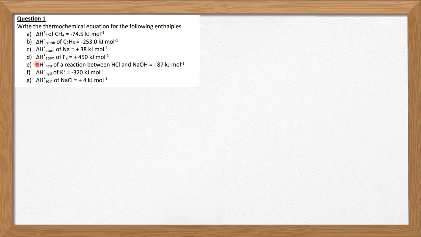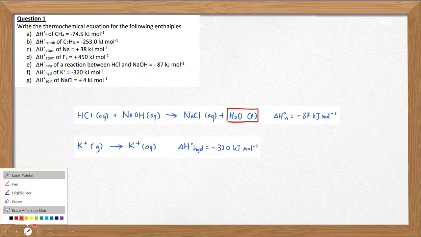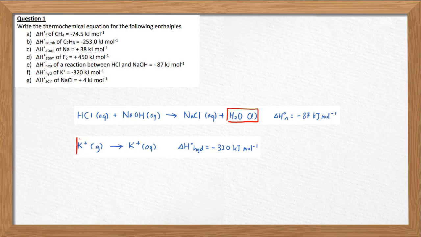Alright, so we need to focus on the product when 1 mole of the gaseous atom is formed. Enthalpy of neutralization of the reaction between HCl and NaOH. For enthalpy of neutralization, make sure that you only have 1 mole of H2O formed. You need to keep this one as 1 mole. And for F, enthalpy of hydration for K plus, negative 320 kilojoule per mole. Alright, so 1 mole of the gaseous ion is hydrated. Keep this K plus gaseous ion at 1 mole.